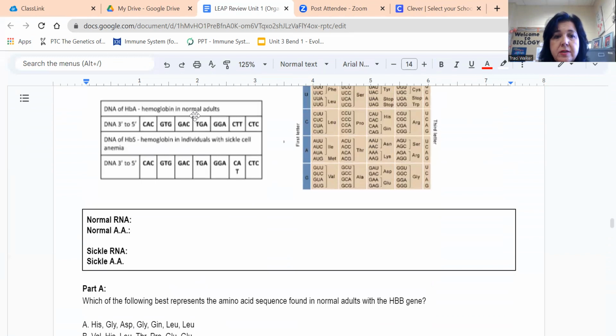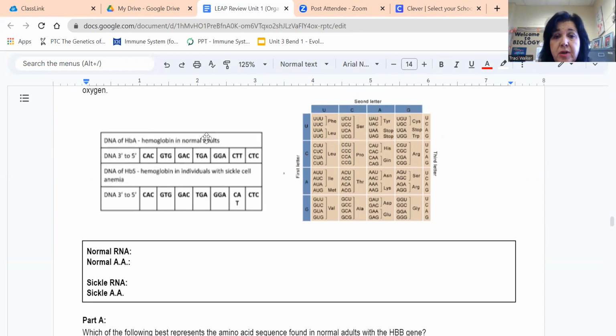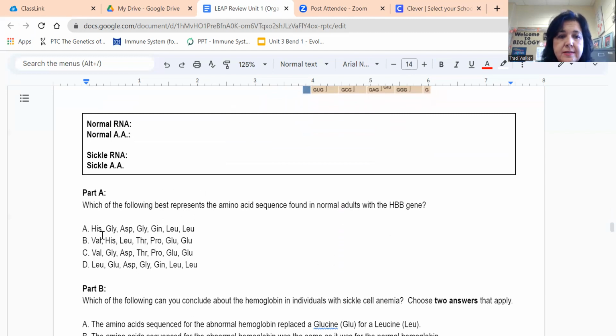And so we go up here to hemoglobin in normal adults, and we're tempted to go, okay, CAC is my first codon. So I'm going to come over here and I'm going to say C is my first letter, A is my second letter. So CAC is right here. And so histidine is my first amino acid. Well, if I look at my choices, I see choice A has histidine first. And if you're not careful, that's what you're going to pick, and you're going to get it wrong.